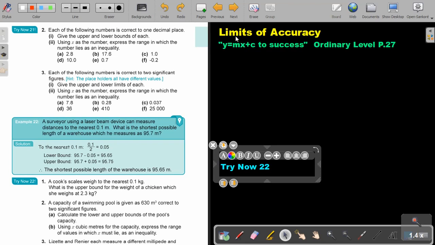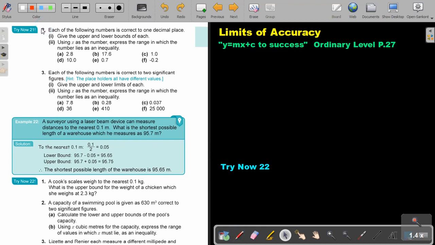In this video, we are going to continue with limits of accuracy, focusing on just a single number. You will find this on page 27 in the Namibia Mathematics Ordinary Level textbook. I want you to go back to the previous video if you still struggle with these examples. Otherwise, you can just stop the video and do number 2.